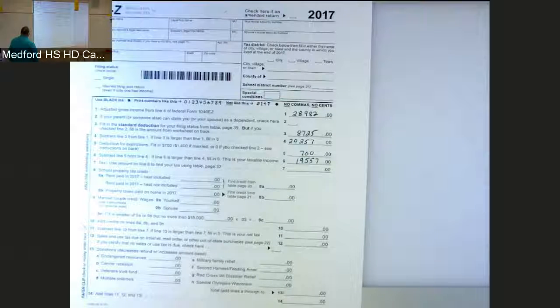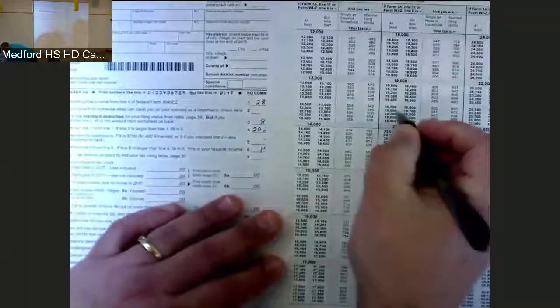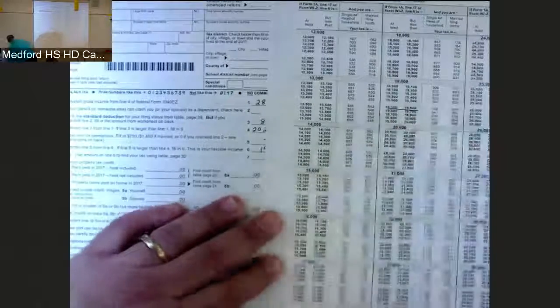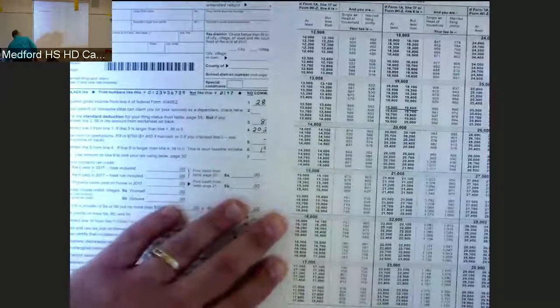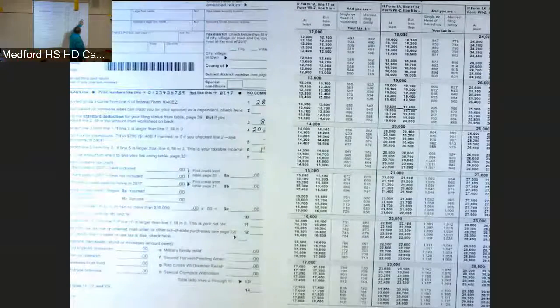Okay, again, it's asking for the tax amount using the tax table. So you have to find that. You had 19,557. We've got to find the state tax table. And the amount of tax is 935.